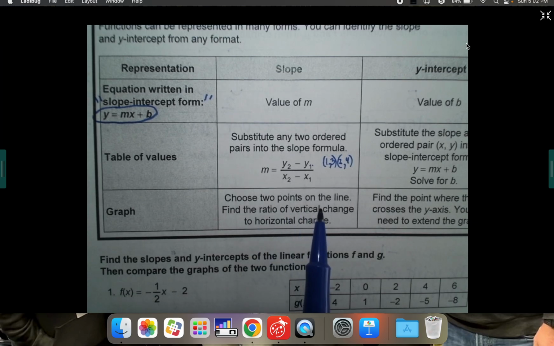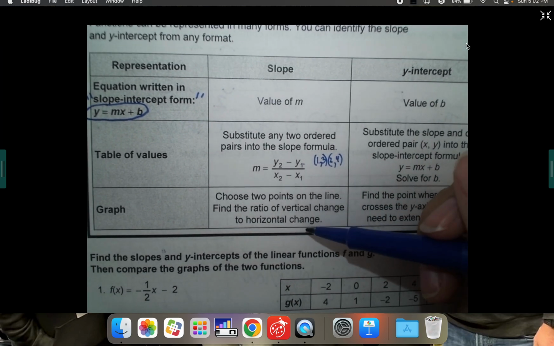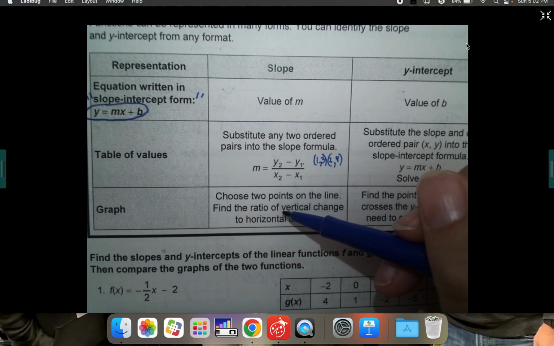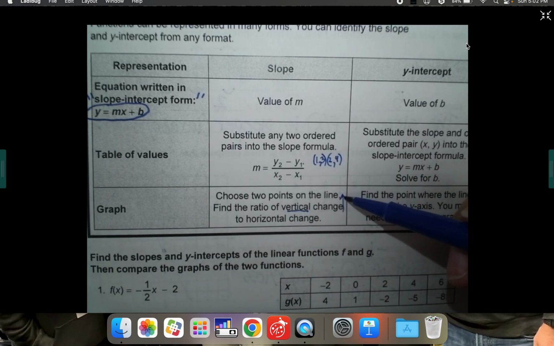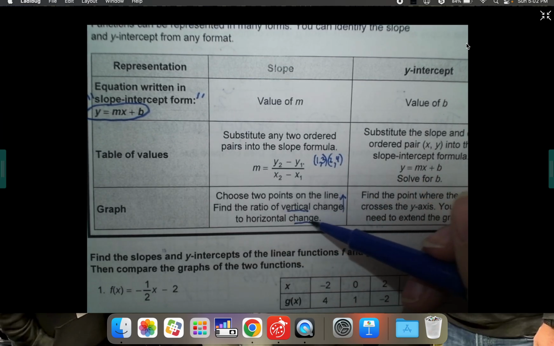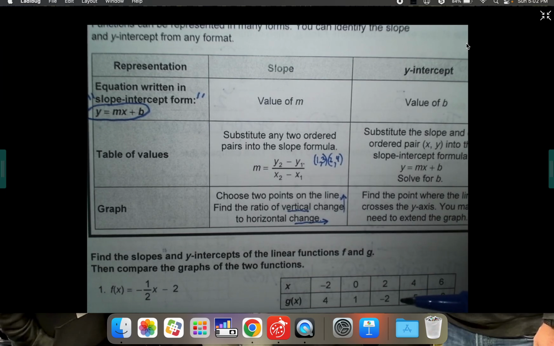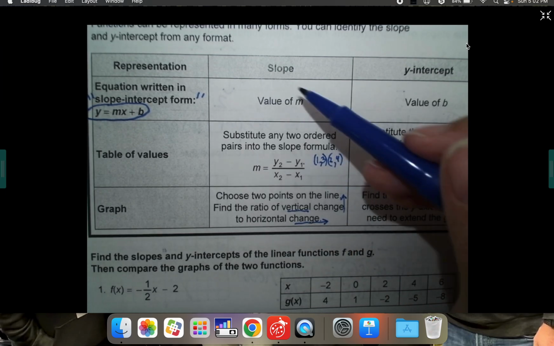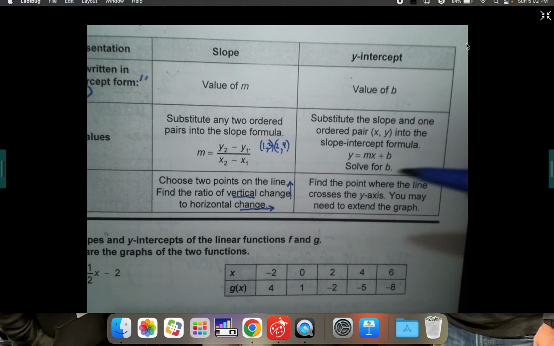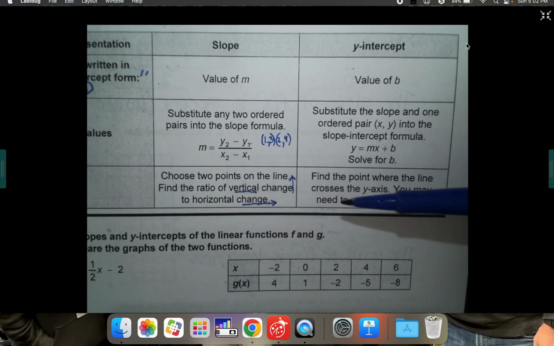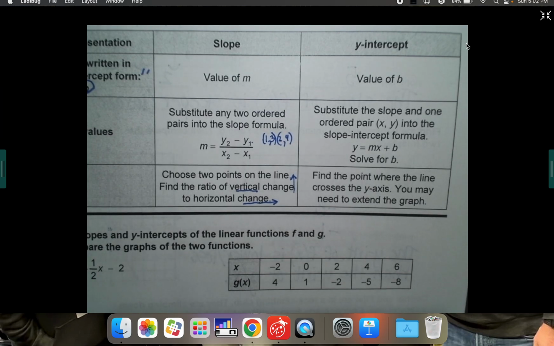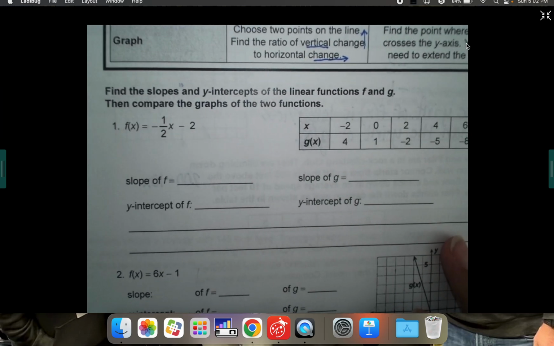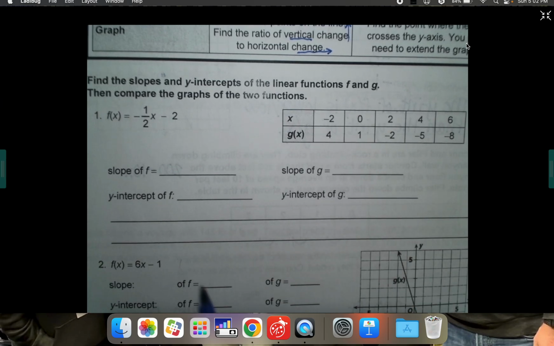You could choose 2 points on the actual line and find the rise over the run, the change in vertical, which is going up, which is rising, and then the change in horizontal, which is running, which is going left to right. So rise over run is also going to give you that slope value, that rate of change. And then find the point where the line crosses the y-axis. That's what we did on the other side of this paper. That's where we find the y-intercept. Okay, so let's look now at the slopes and y-intercepts of this equation and table.